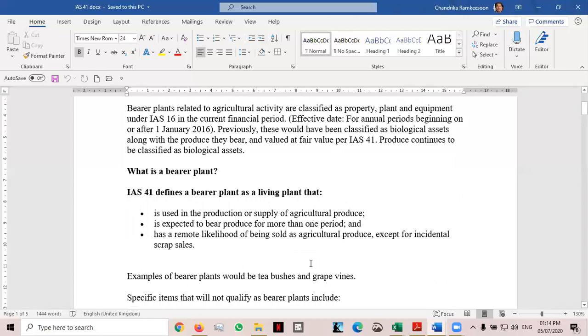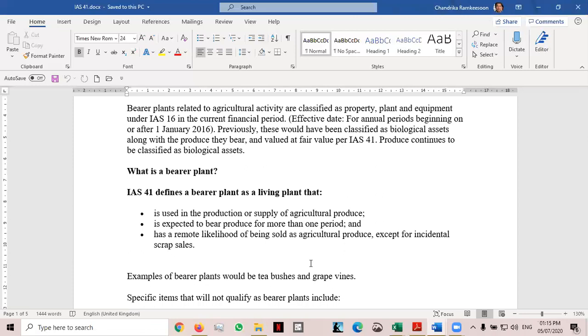So what is a bearer plant? IAS 41 defines a bearer plant as a living plant that is used in the production or supply of agricultural produce, is expected to bear produce for more than one period, which, if you think about it, is in line with the description of assets under IAS 16, which would normally include assets expected to have a useful economic life of greater than one period. So here the bearer plant would fit that.